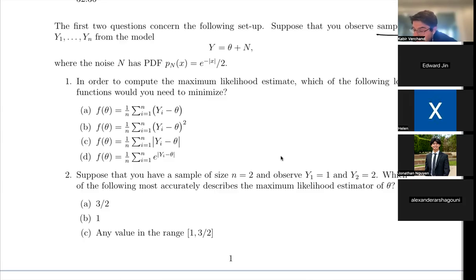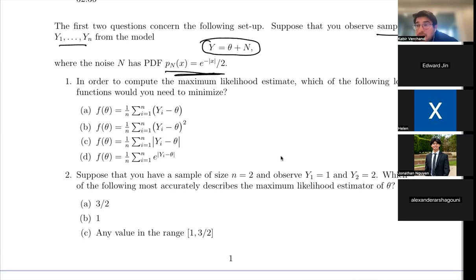So we observe samples y1 through yn, and we're told that they come from this model, y is equal to some parameter theta plus some noise n. And the noise, we're given the distribution. It has this distribution, e to the negative absolute value of x, all over 1/2. Now, the question is, if we wanted to actually compute the maximum likelihood estimate in this model, which of the following loss functions would we try and minimize?